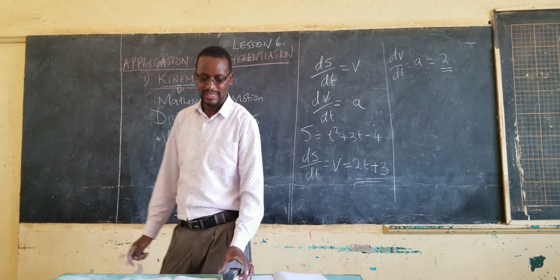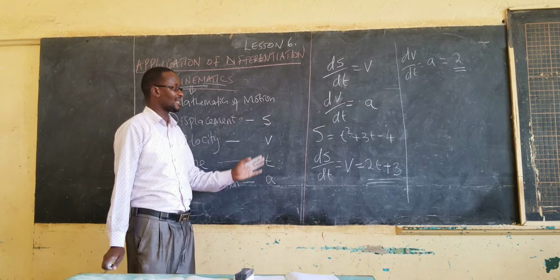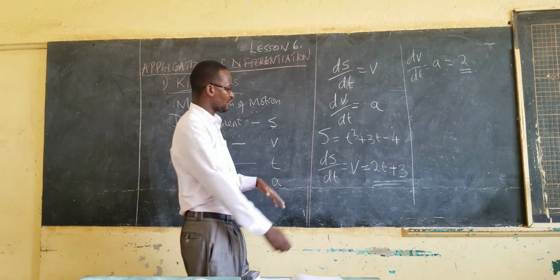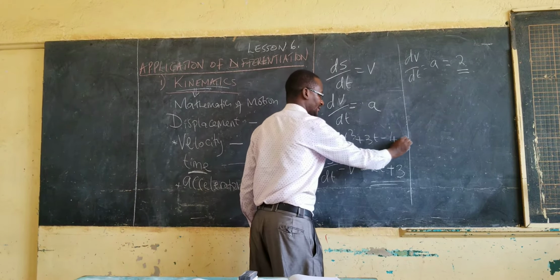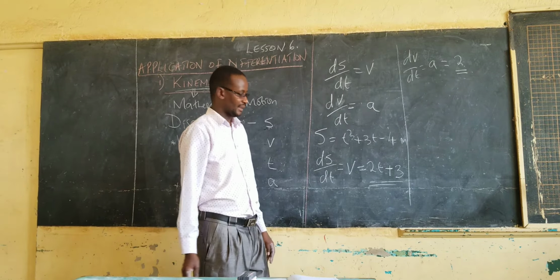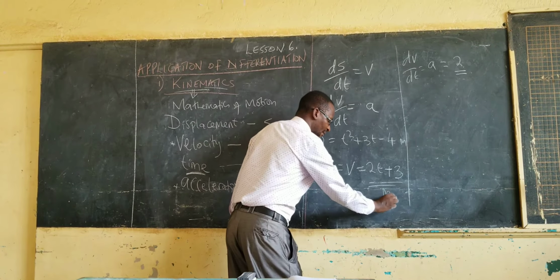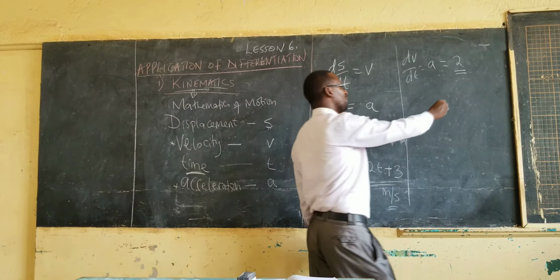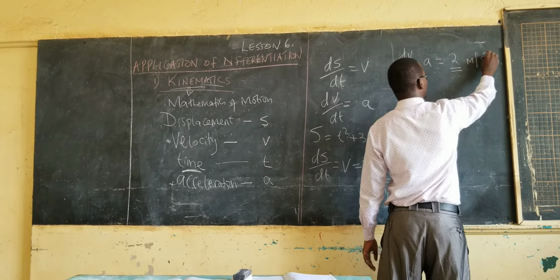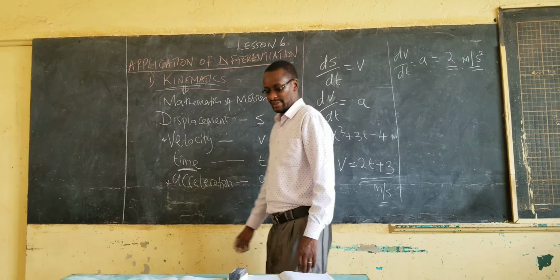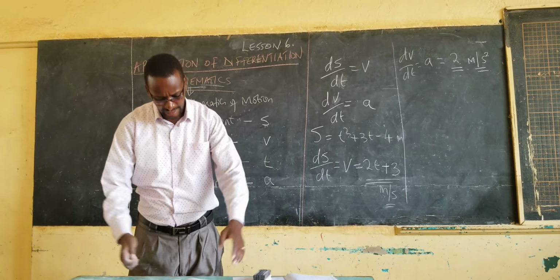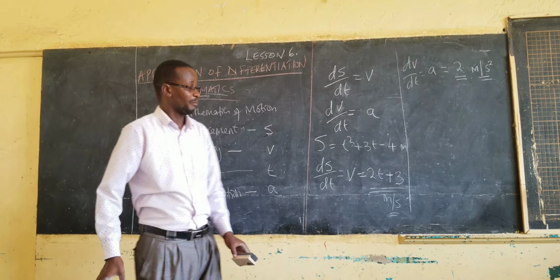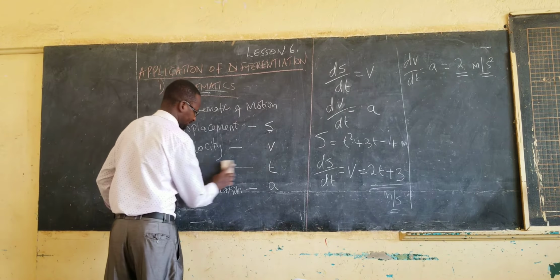It is important to note that when you are dealing with the mathematics of movement, it is important that you put the units. The displacement is in meters, the velocity is normally in meters per second, and the acceleration is in meters per second squared. Let us take an example and see how we apply this kind of knowledge. But before we do that, I want to give you a summary.